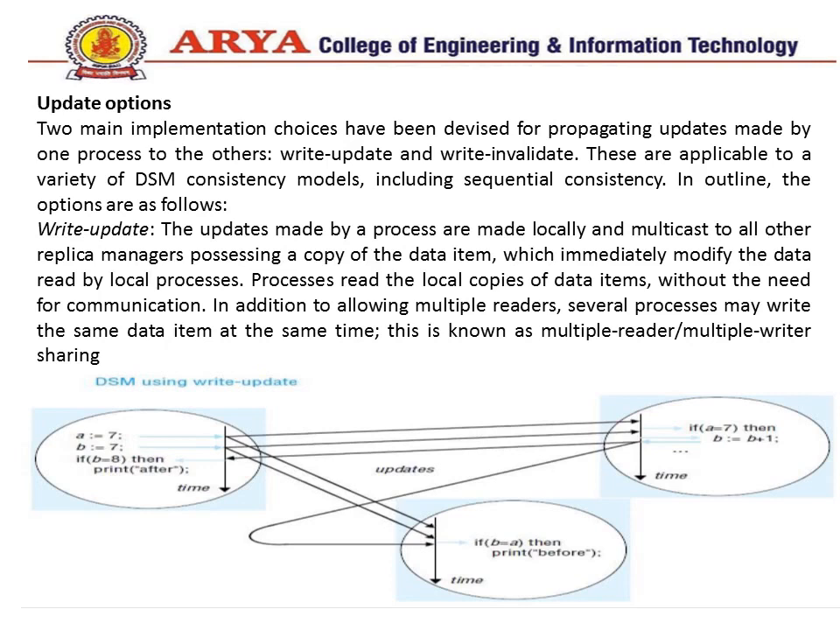Write update. The updates made by a process are made locally and multicast to all other replica managers possessing a copy of the data item, which immediately modify the data read by local processes. The processes read the local copies of the data items without the need for communication. In addition to allowing multiple readers, several processes may write the same data item at the same time. This is known as multiple reader, multiple writer sharing. You can view this via a diagram also, using the write update: three processes are sharing the same data and maintaining the consistency.